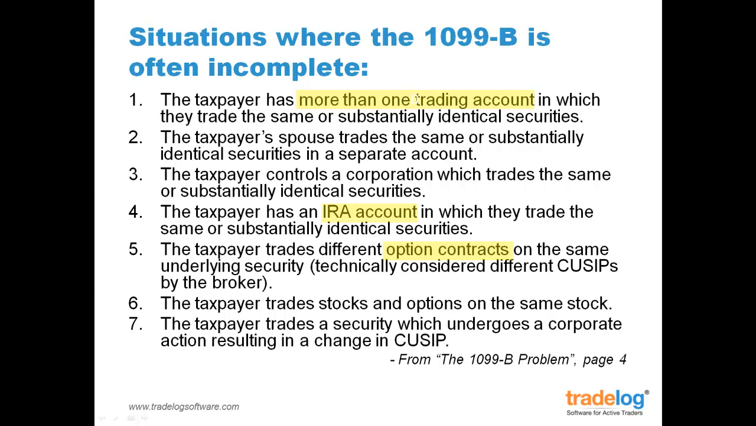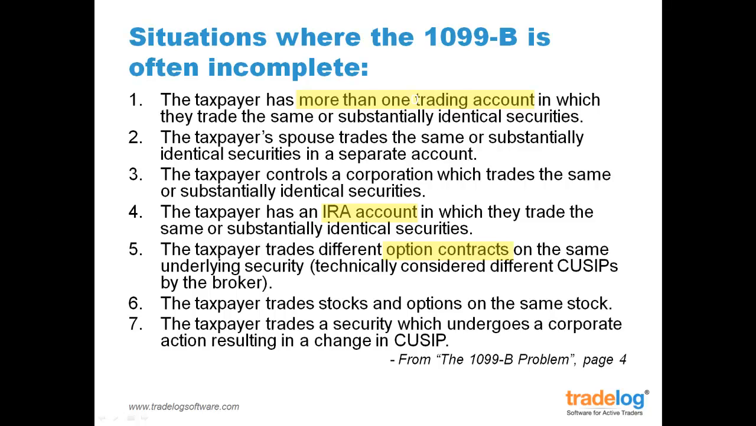In fact, in the special report, we list 7 situations that a trader may have that would make 1099-B wash sale reporting incomplete. Basically, we can narrow it down even more if a trader has more than one trading account, if they have an IRA account, or if they trade options. Those are, I think, the 3 biggest situations. In those situations, the 1099-B must be viewed as possibly incomplete.